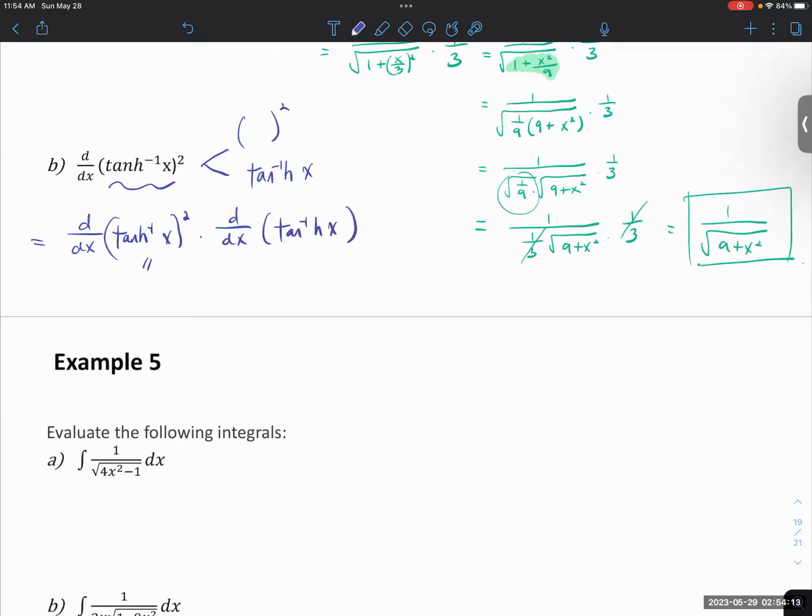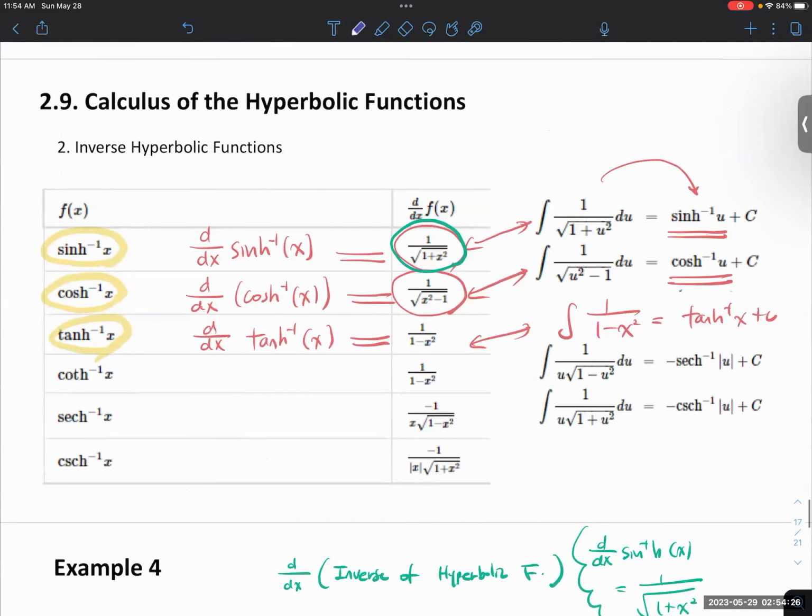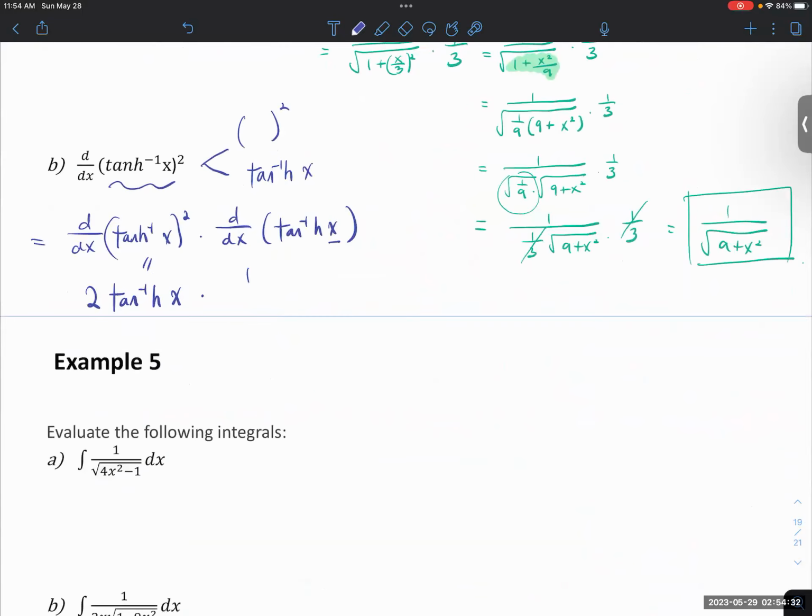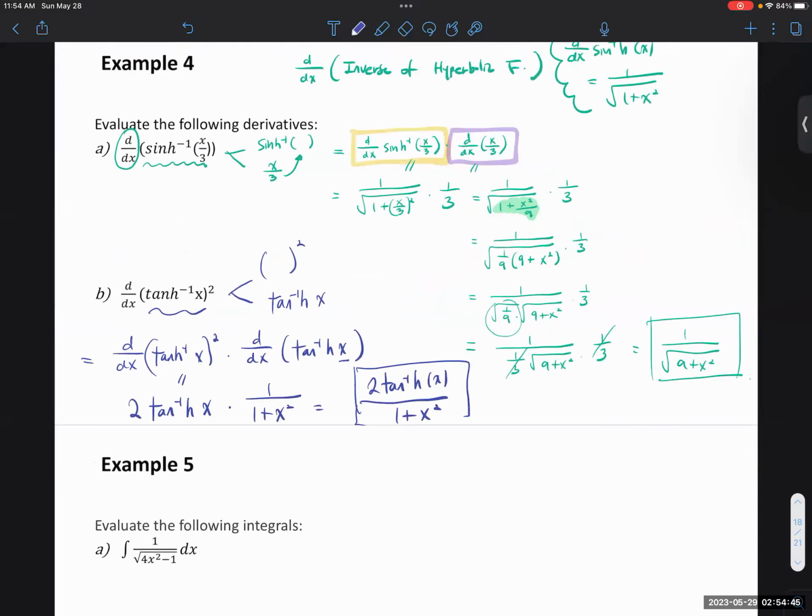So this one is going to be what? 2 tangent inverse x, and then times, what is that? Go up. If you take the derivative, it's going to be 1 over 1 minus x squared. So there is x, so we don't need to change anything. So the answer is 2 tangent inverse h x over 1 minus x squared, simple. Okay, so you can take the differentiation of the inverse of a hyperbolic function.